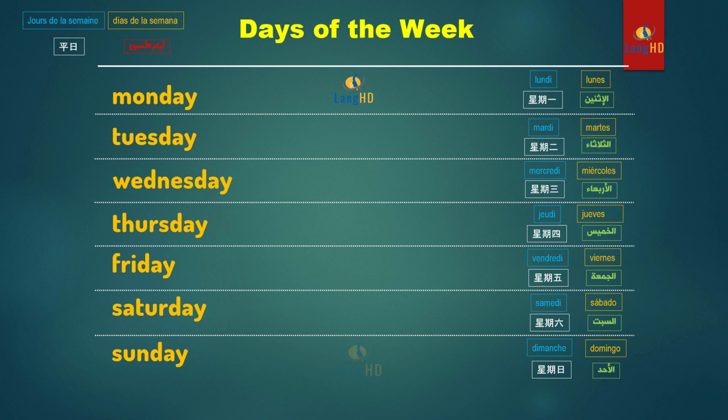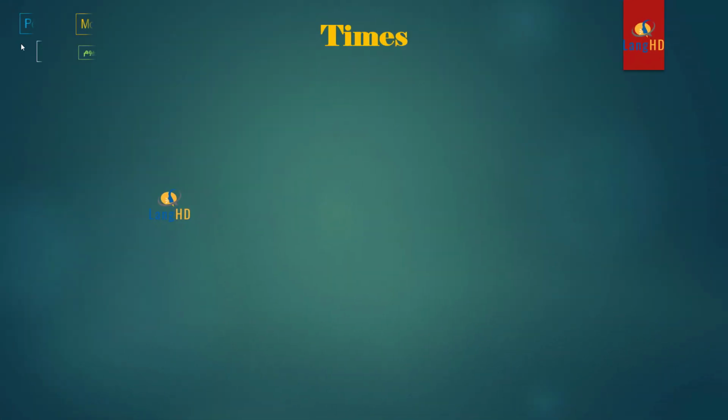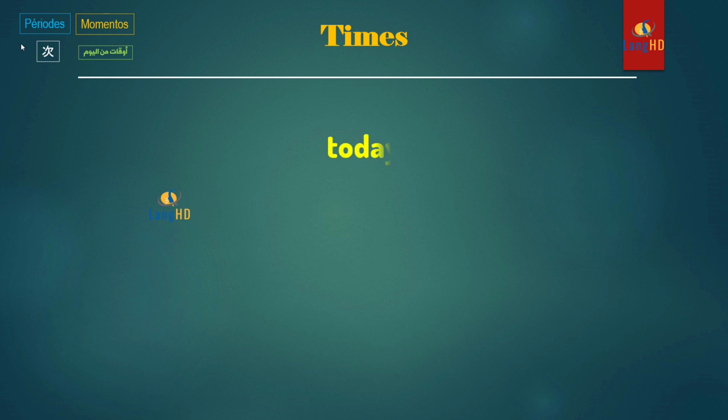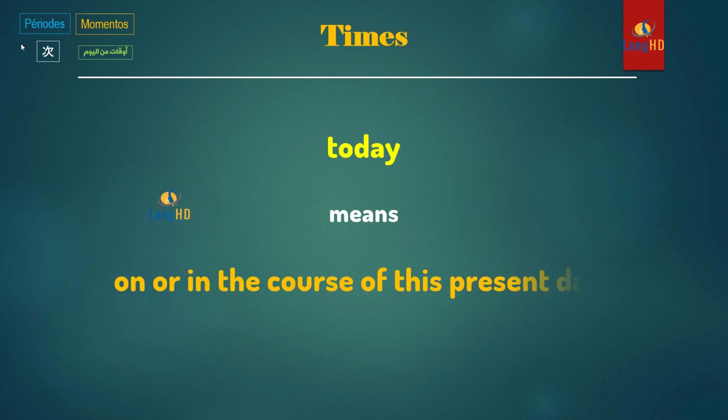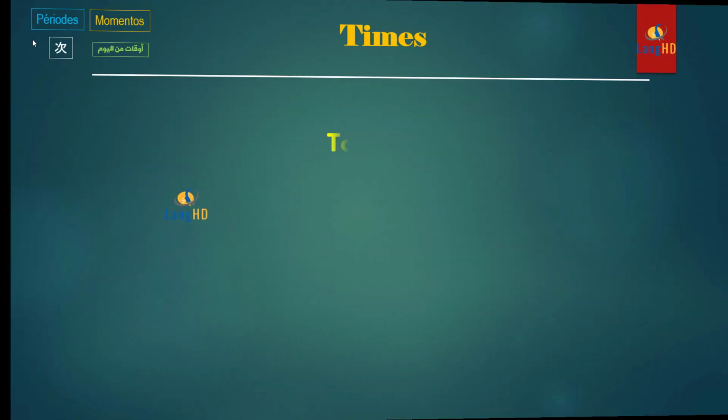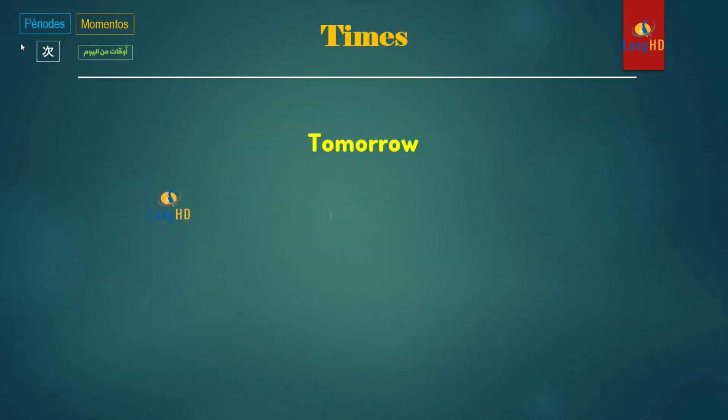Now let's study some expressions for days and times. Today. Today means on or in the course of this present day. Tomorrow. Tomorrow means on the day after today. After tomorrow. After tomorrow means 2 days from now.